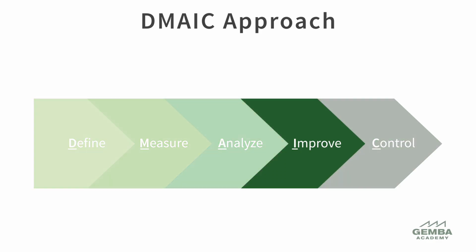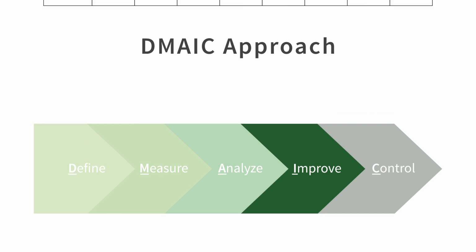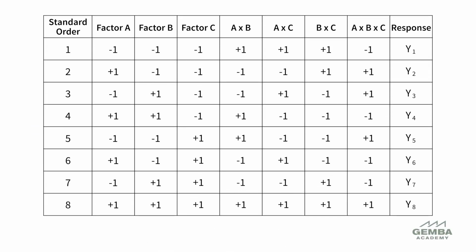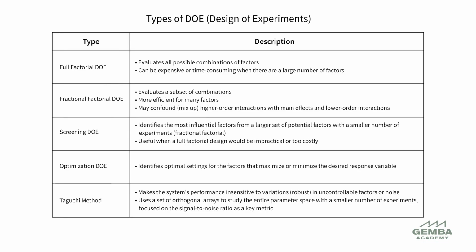for further investigation. In the improve phase, the team focuses on optimizing these critical factors to achieve the desired outcomes. We can use DOE to systematically explore different combinations of factors and levels to identify the optimal settings that maximize the desired response or minimize variation. This helps us to ensure that the process improvements we make are based on data-driven insights and will lead to sustainable results. We can categorize DOEs into 5 types.